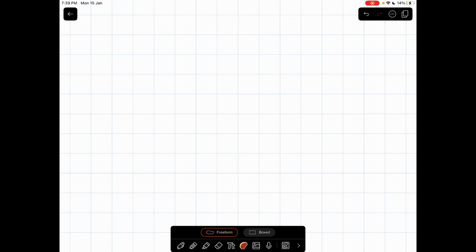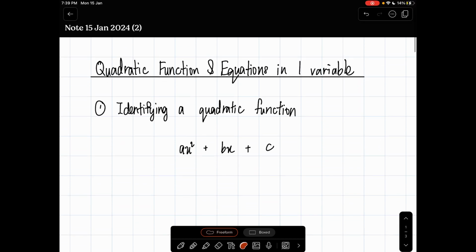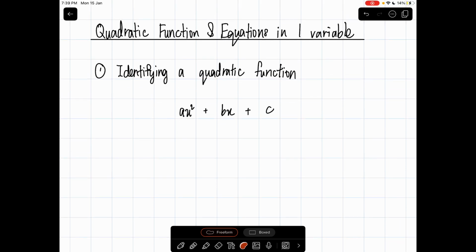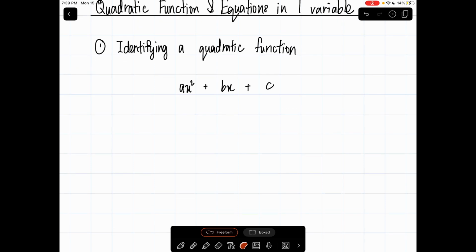Alright, so let's go to number 1. Identifying a quadratic function. So as I showed you earlier, that is a quadratic equation. For an equation or an expression to be qualified as quadratic, there are 3 main rules that they have to fulfill. There is actually a 4th one, which is often not stated in the textbook, but it's also one of the rules. So let's begin.